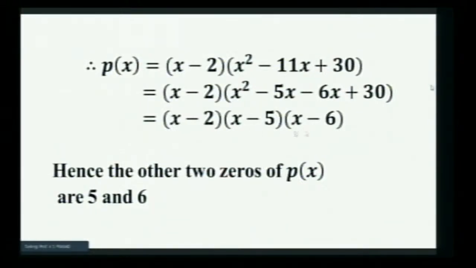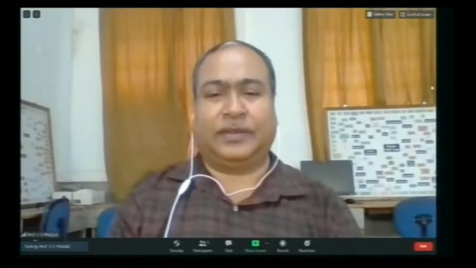If they go on doing the factors, very easily these terms become very comfortable for them. That shows that our polynomial p of x can be written as the product of 3 terms: x minus 2, x minus 5, x minus 6. That shows that the other 2 zeros of this polynomial are 5 and 6. In this way, we can identify the roots of other given polynomials. These are the interesting things we can always observe.